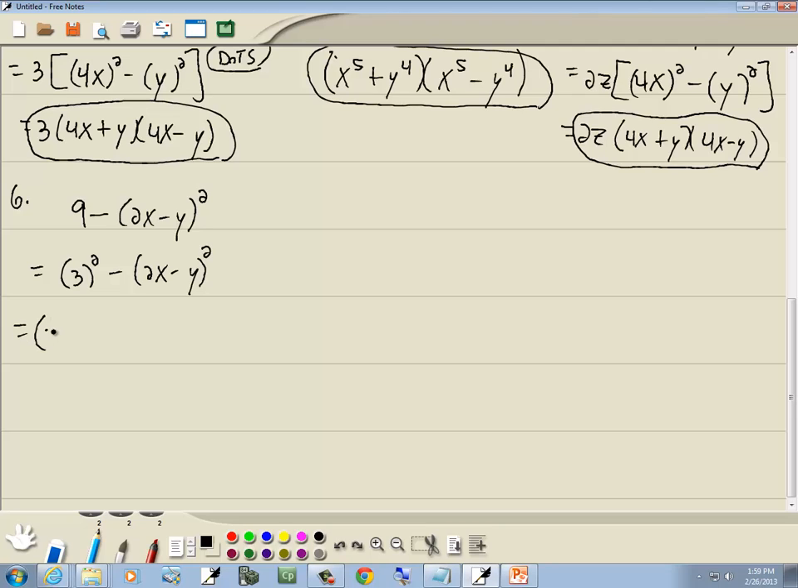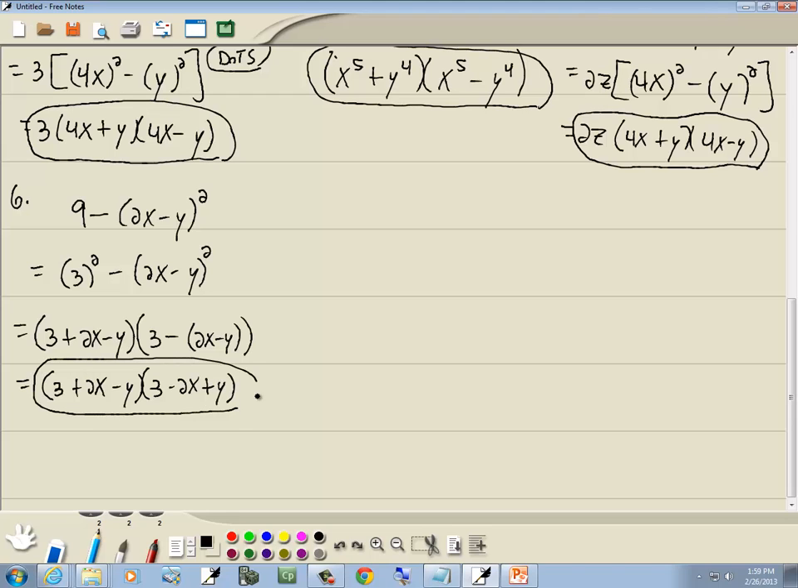Our formula says you take what's inside your first set of parentheses, which is a 3, you add what's in your last, which is a 2x minus y. And then you take what's inside your first set of parentheses, which is a 3, minus what's in your second set of parentheses, which is a 2x minus y. Now notice I put the minus here and I put parentheses around 2x minus y, because that negative has to change the sign of everything that follows it. So we're going to have 3 plus 2x minus y times a negative out in front flips the sign of everything inside. So it becomes a negative 2x plus y. And that's our answer.